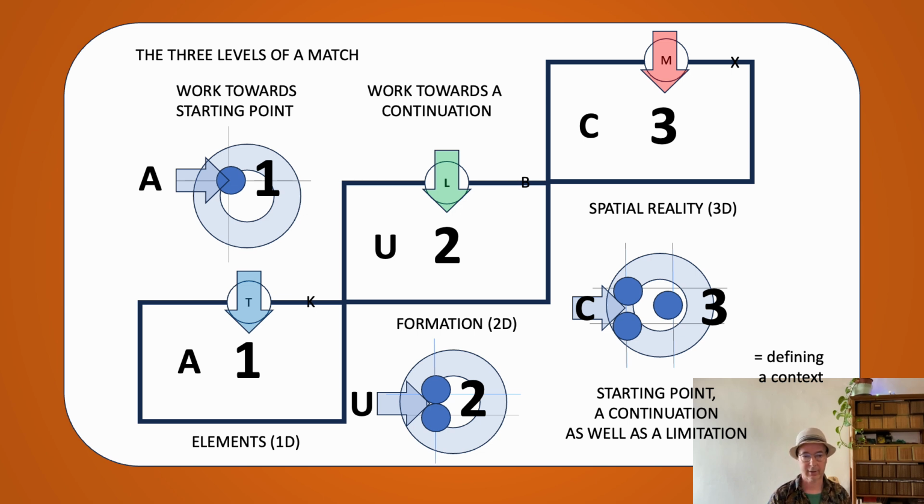The next letter on the next level, which is also on the first new position, is the U. It is after the starting point. It is the point where you say, okay, here we can continue what we started. So we make a continuation, and that's via the number 2. The last letter is not only the starting point, not only the continuation, but also a limitation, and this is defining the context.